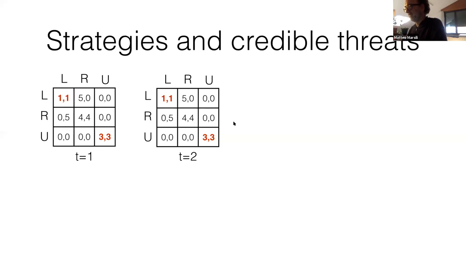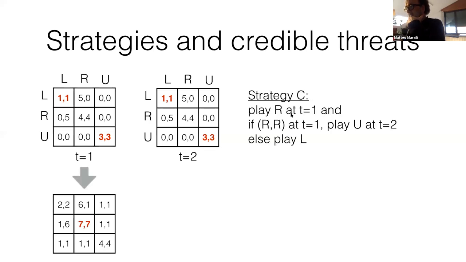Imagine the following strategy that we call strategy C. The strategy C is that a player playing this strategy will play R at the first stage. And then if the other player also plays R, then he will play U at the second stage, okay? But if the other player does not play R, then he will play L, okay?